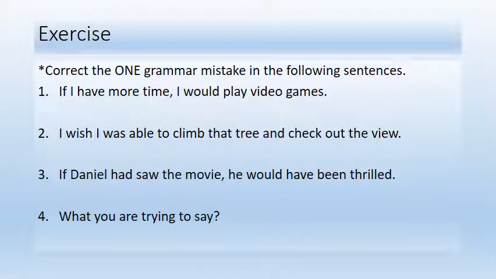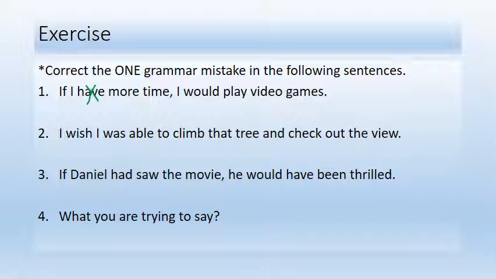Okay, moving on, correct the one grammar mistake in the following sentences. If I have more time, I would play video games. Here I sort of am expressing a wish or a dream. I wish I had more time. So obviously this is the mistake here. If I had more time, I would play video games.